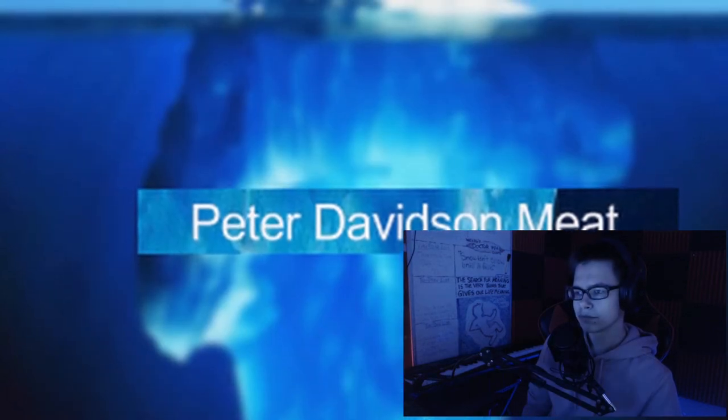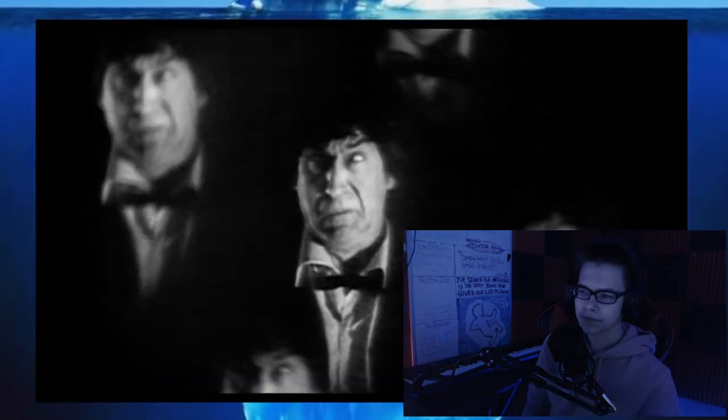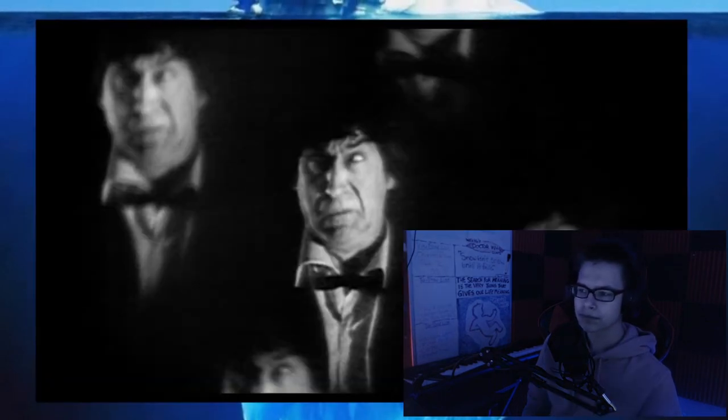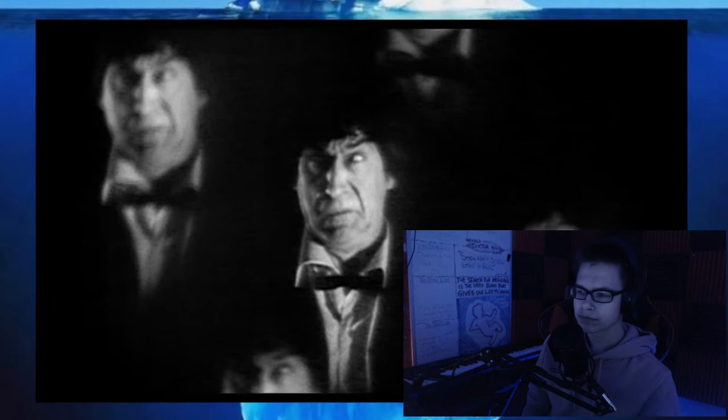Peter Davison as Meat. This is a pretty funny one. Peter Davison, who played the Fifth Doctor, also starred as Meat, the living meal for guests at the end of the universe, an event from The Hitchhiker's Guide to the Galaxy, 1980 TV series. There's not much more to this, it's just a fun little fact that most people don't know. That's cool.